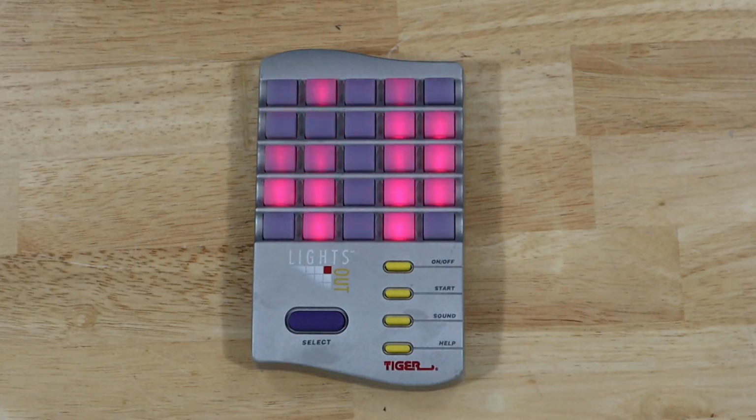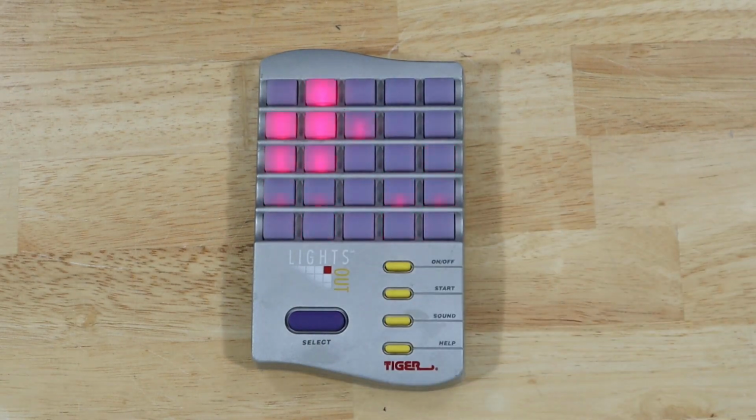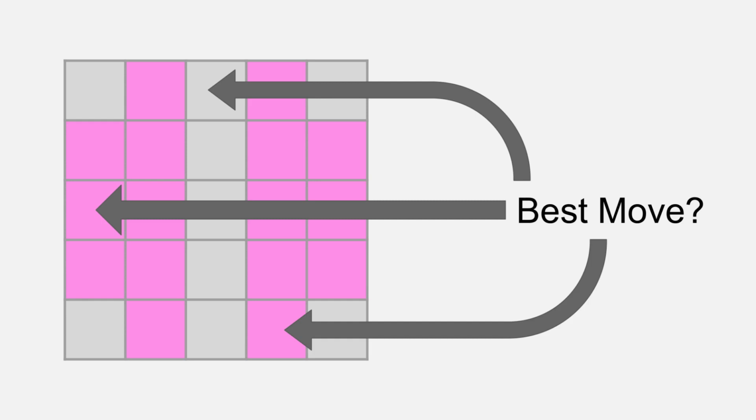The way the game works is pretty simple. It's a 5x5 grid of buttons that can be either lit or not. When you press any button, that button and any adjacent buttons are toggled either on or off. And the point of the game is to turn out all the lights in a specific number of moves. We're going to completely solve this game by determining the best move for any possible configuration.